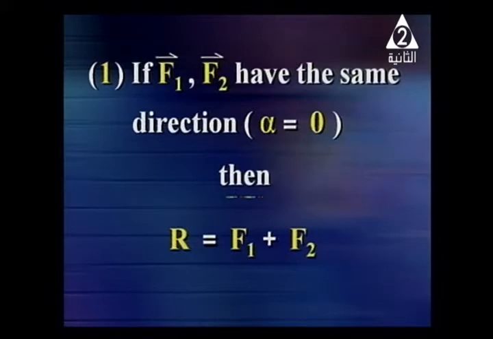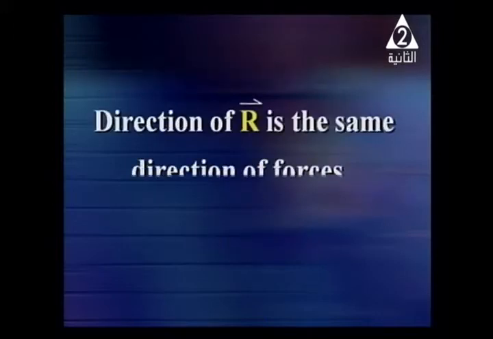Then when we find the resultant of the 2 forces with angle alpha equals 0, or in the same direction, the resultant equals the sum of the 2 forces. And the direction of the resultant is the same direction as the 2 forces. Remember, dear student, if we have 2 forces in the same direction, the resultant equals the sum of the 2 forces, and its direction is the same as the 2 forces.